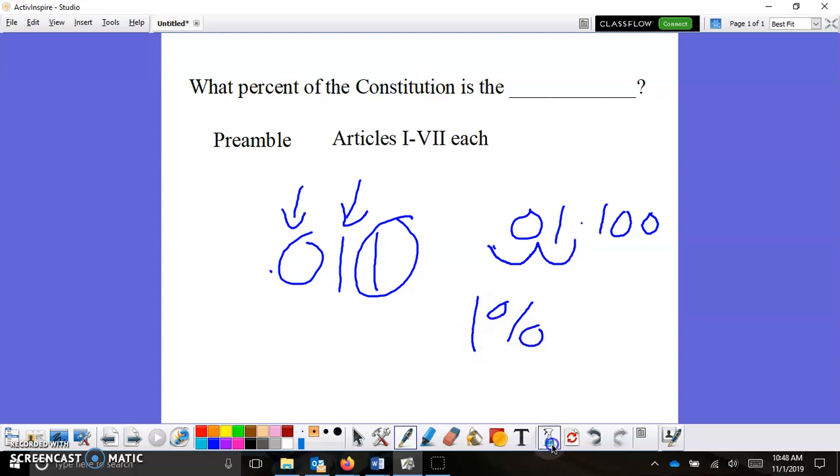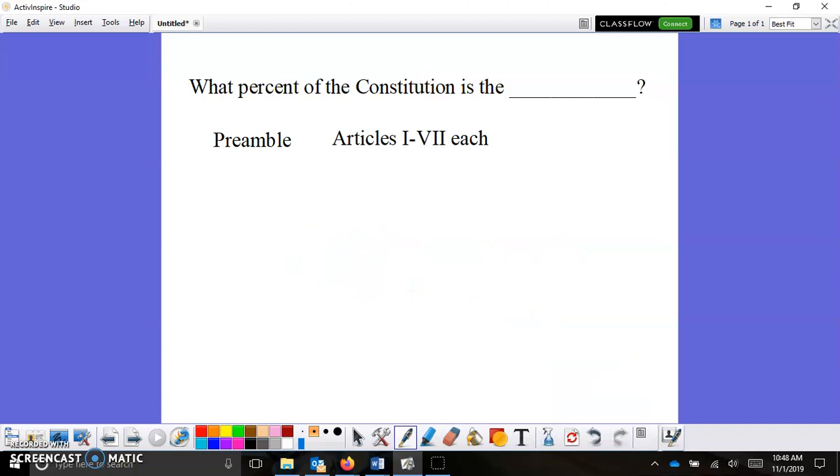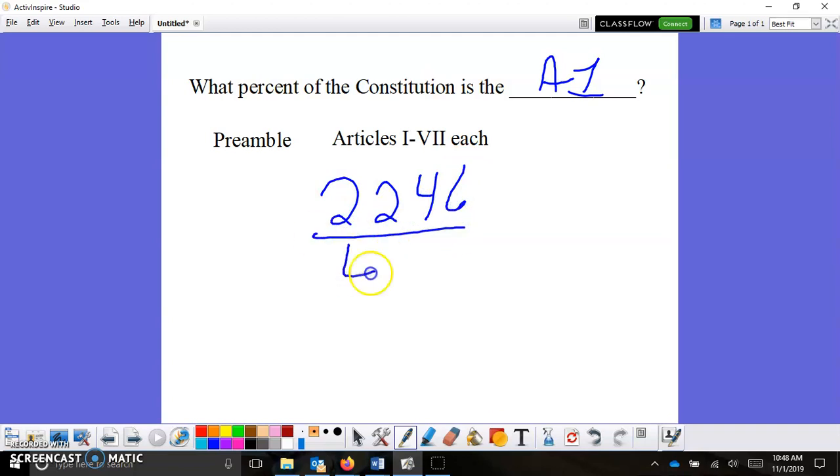So let's look at another one. You want to do Article 1. So if you would say Article 1 is 2,246 words. So again, if you had 4,445x equals 2,246, you would basically just go 2,246 divided by 4,445. That's what x is.